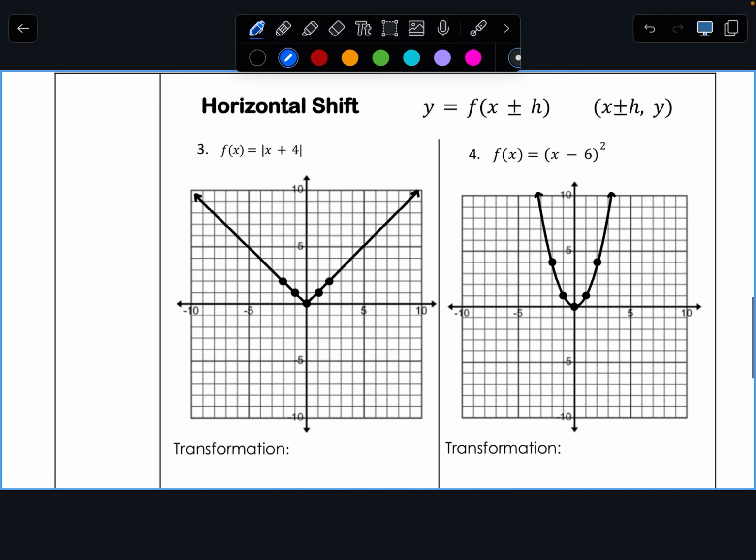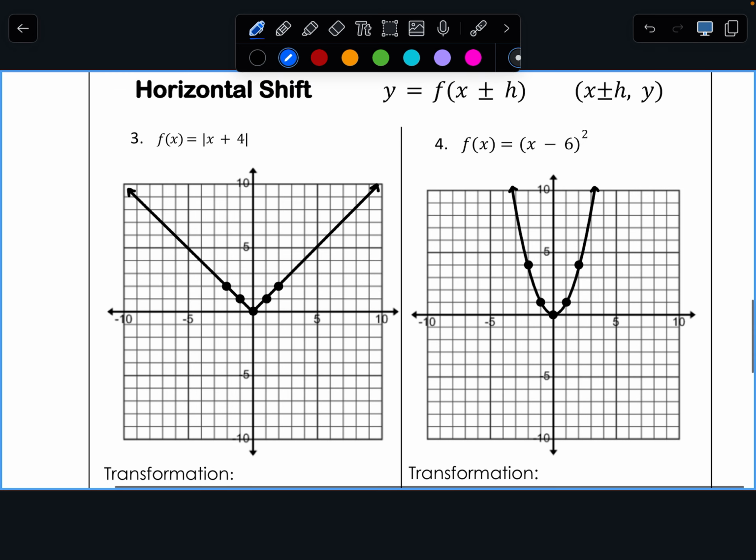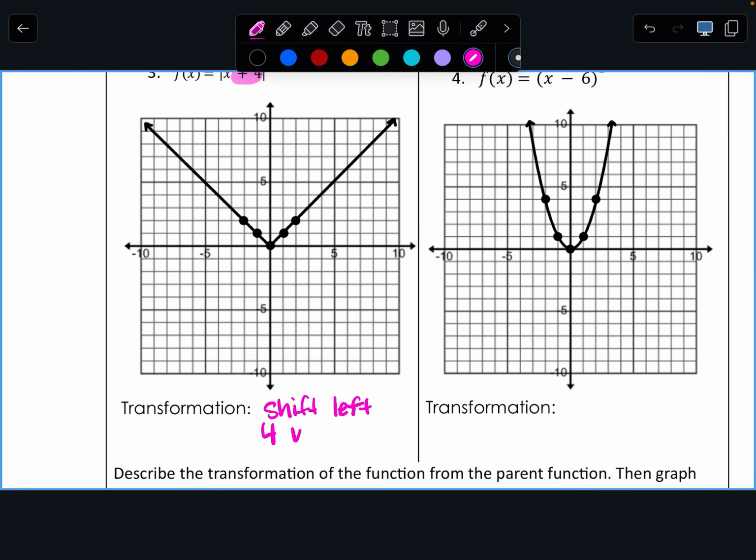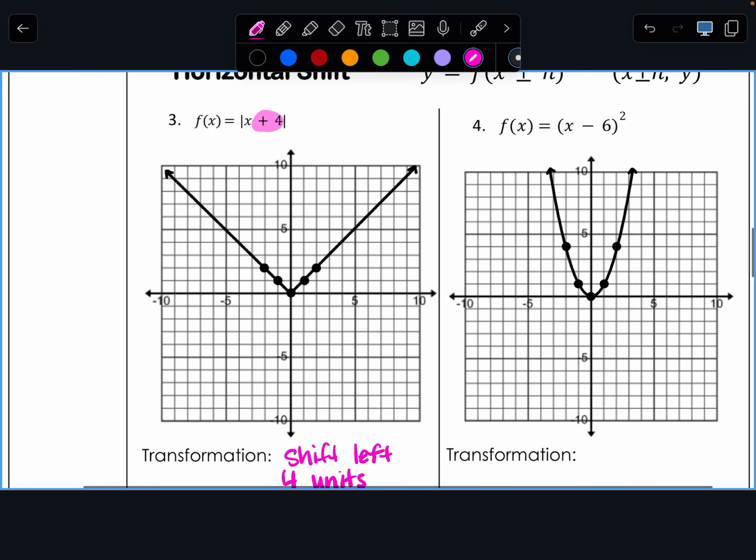Now let's do a couple with horizontal shift. Again, what's graphed in black is the parent function before transformations. Here we have a plus 4 inside the absolute value brackets, which is going to be a shift to the left 4 units. So let's start with the vertex. 1, 2, 3, 4. Here's my new vertex, and all of my points also shift. So my V shape is 4 units to the left now.